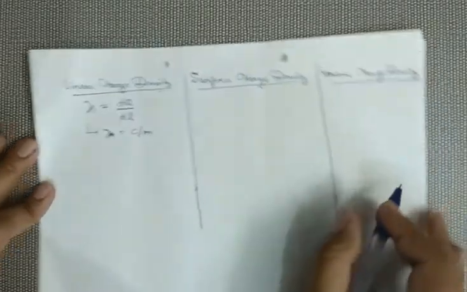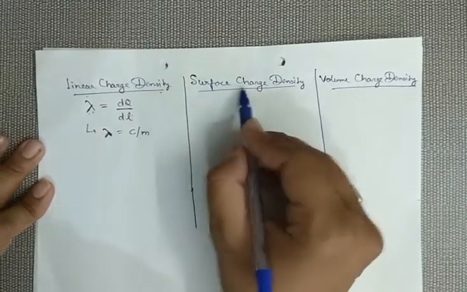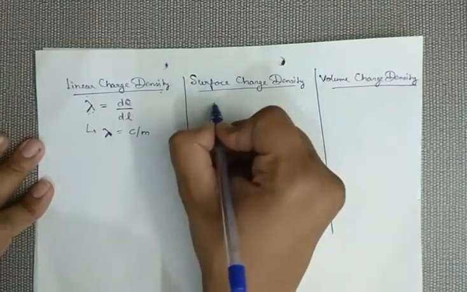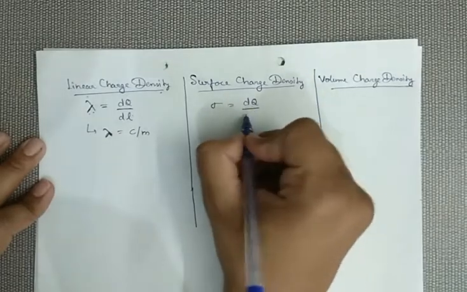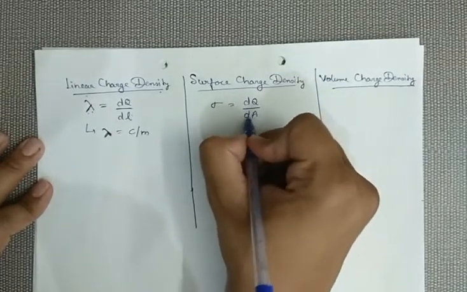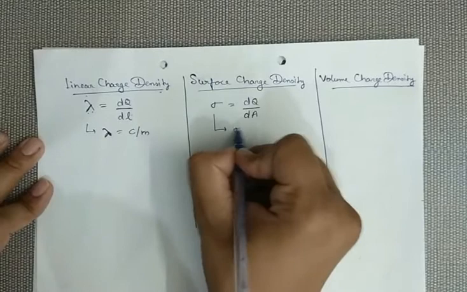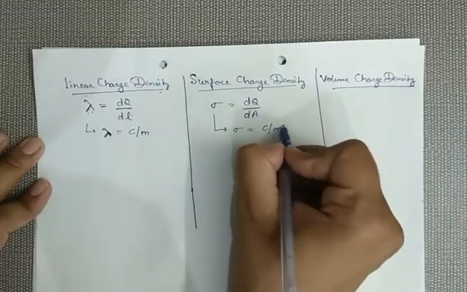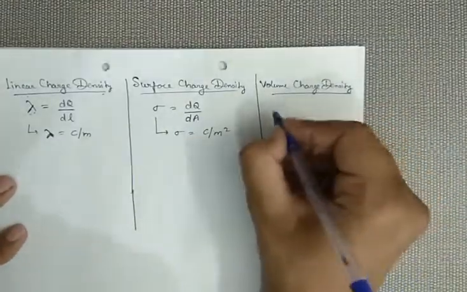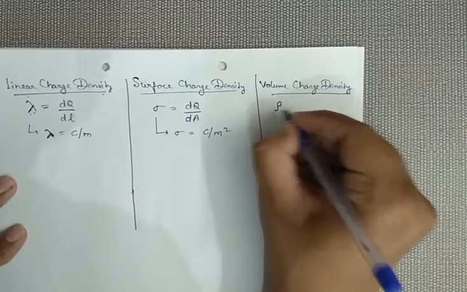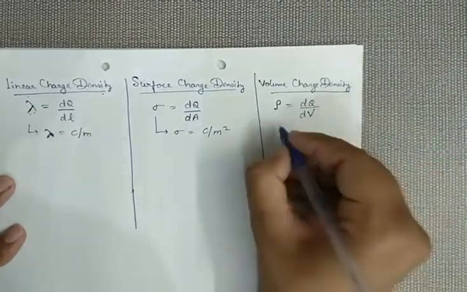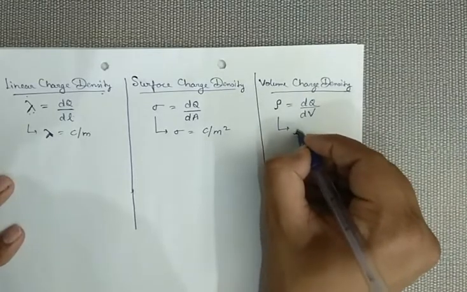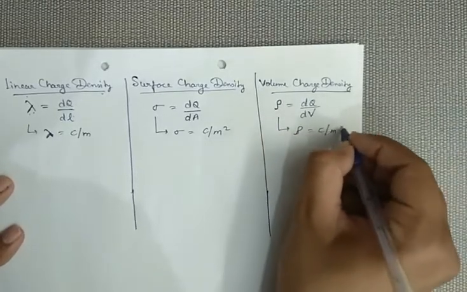In a similar way, surface charge density, which means the density over the surface, is represented by sigma. The amount of charge is Q and the small area is dA, and the unit of this sigma will be coulomb per meter square. Volume charge density rho equals charge Q distributed over a small volume V. The unit of this rho is coulomb per meter cube.